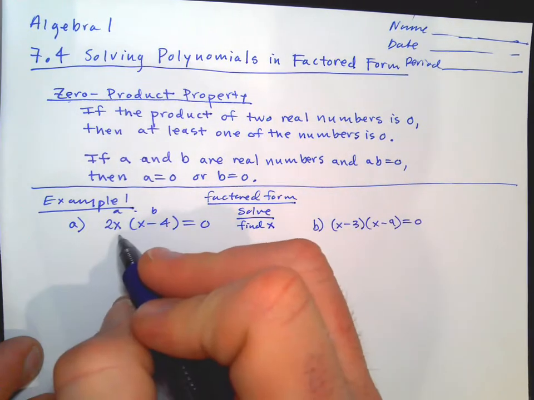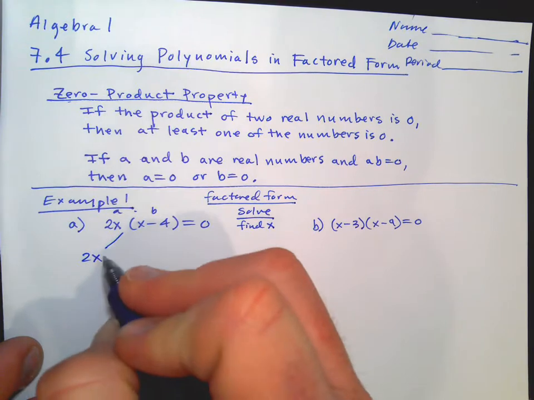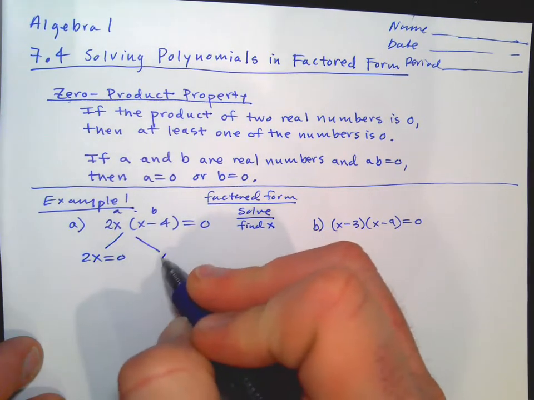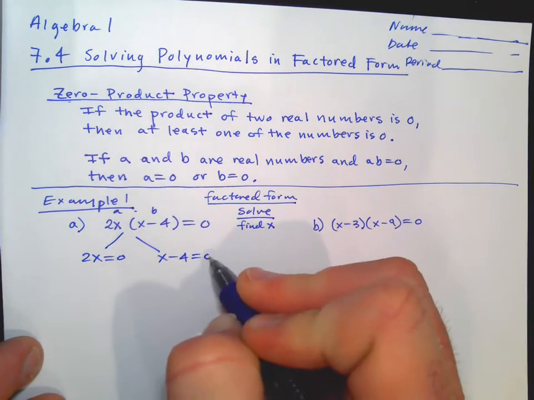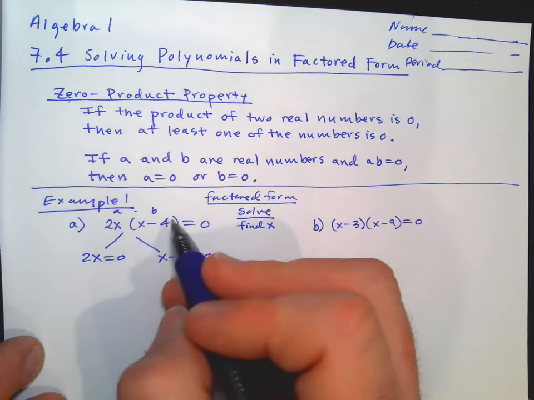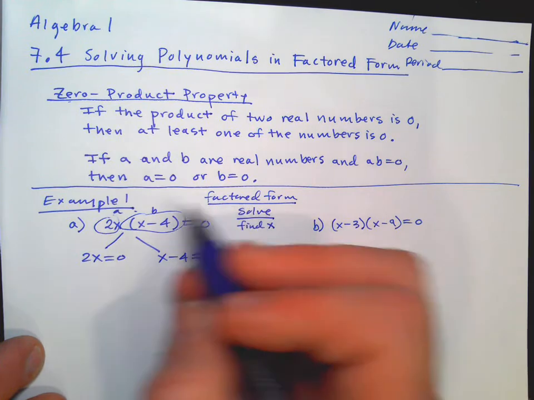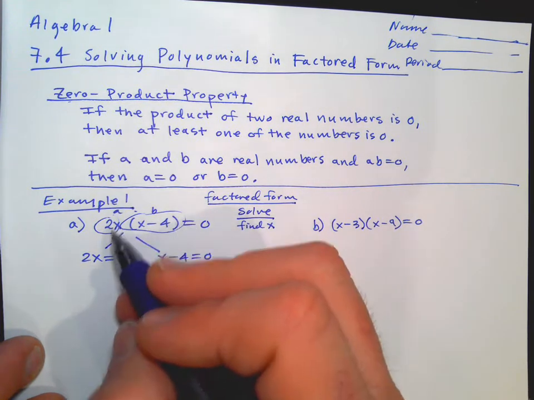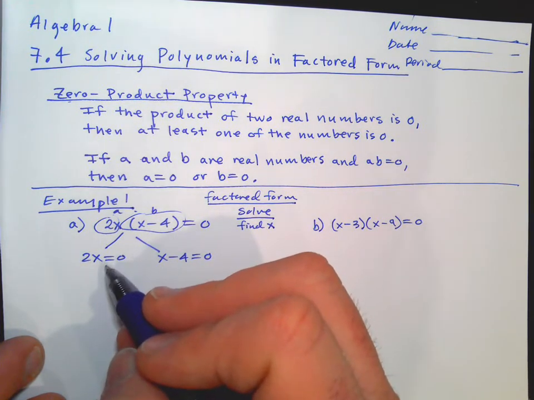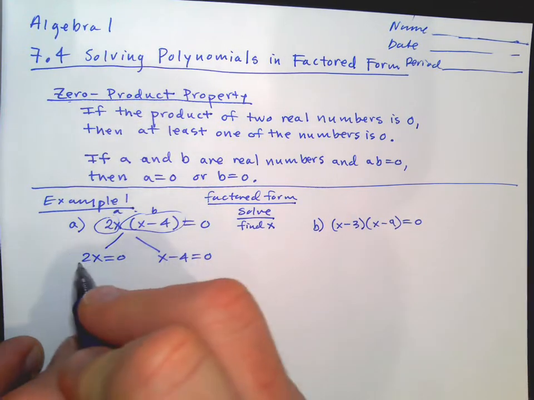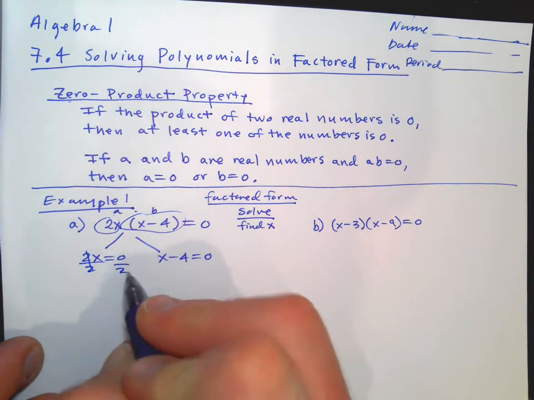Okay? So the way we're going to do that is we're going to say, well, 2x could be 0, or x - 4 could be 0, right? This looks complicated, but really it's something times something else. It's a product of two things, and one of the things has to be 0. Then we're going to solve each of these. So we create two new equations.